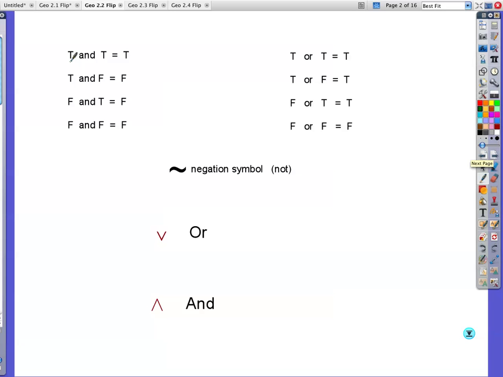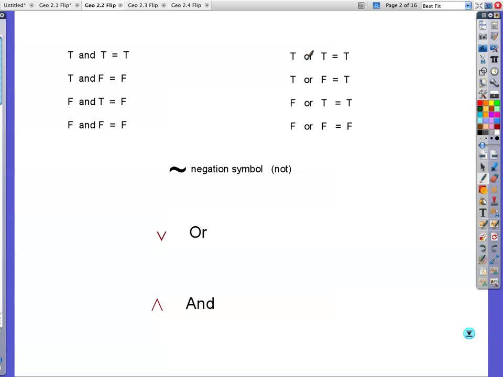So T stands for true. If something, like a statement, we have two statements. If something is true and true, then the overall statement is going to be true. If it's true and false, overall the statement will be false. False and true, overall statement false. False and false is equal to false. I'm going to do an activity, hopefully that will help us know this without having to look at this list, but I still want you to have it in your notes.